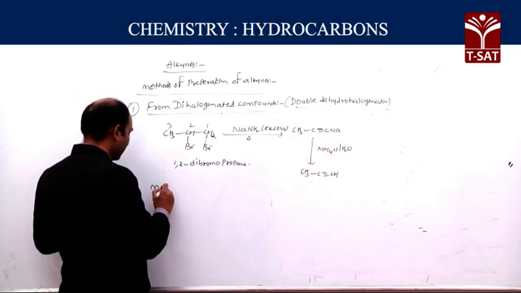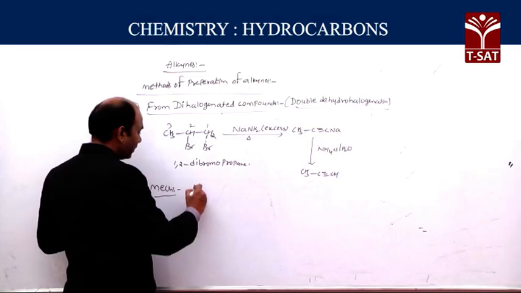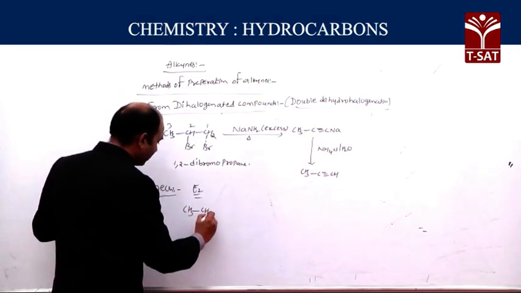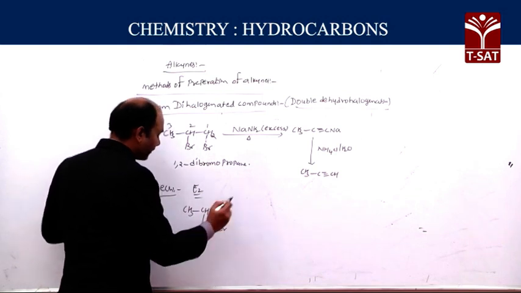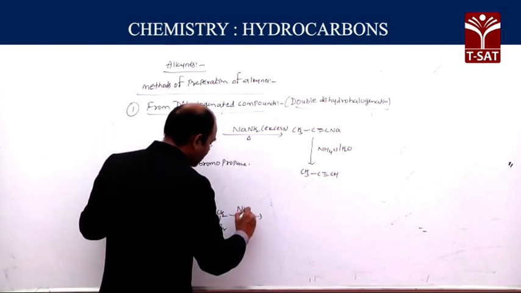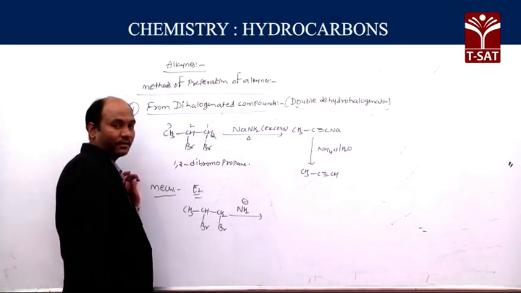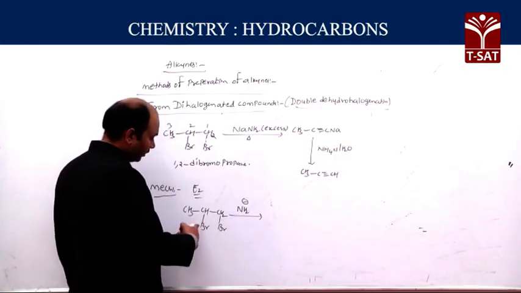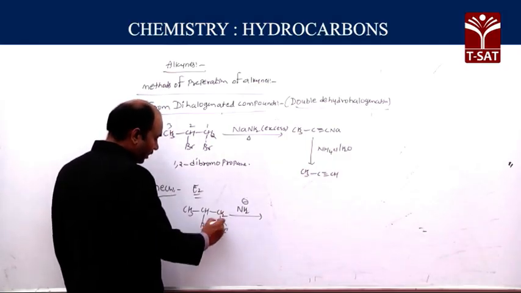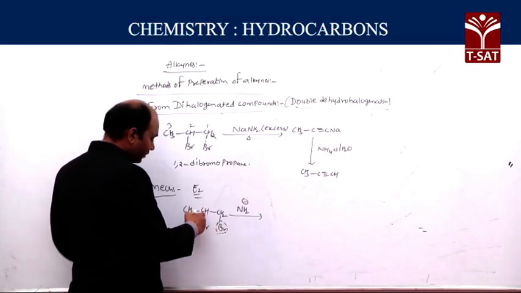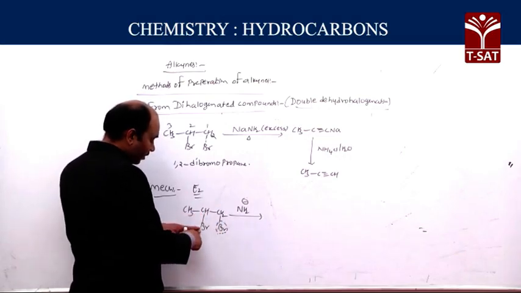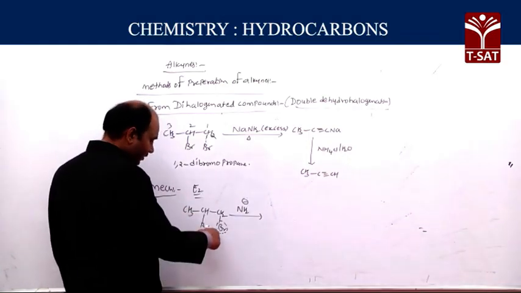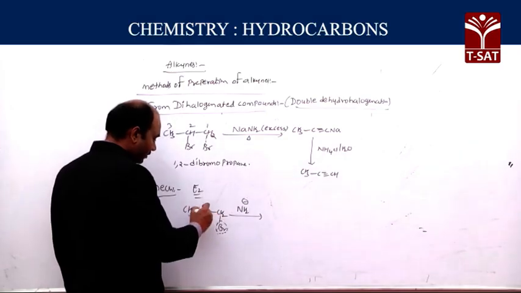If we observe the mechanism, this is again an E2 mechanism. CH3CHBrCH2Br. Here we are treating with NaNH2, that is NH2 minus, a strong base. With respect to this halogen, this is alpha, this is beta. So where is it abstracting? It is abstracting from this CH2, this is alpha, this is beta.